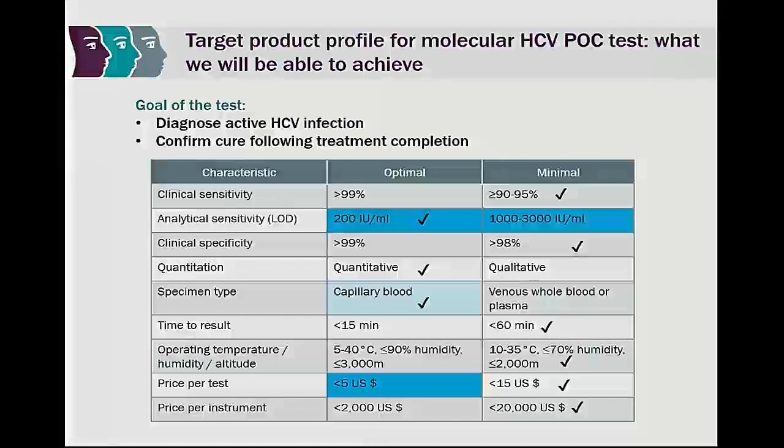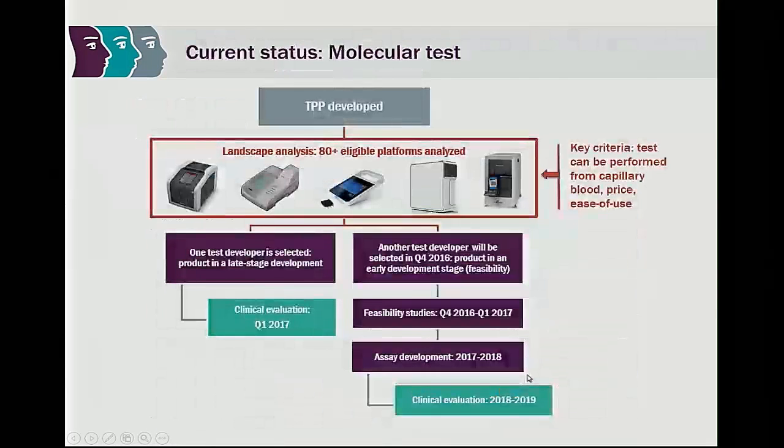So just quickly, I know I'm short of time, but just quickly, where do we stand? For a molecular test, this is what I think we will be able to achieve. This is a molecular test from capillary blood that will be able to achieve an analytical sensitivity of around 200. Problem is the price per test is hard to drive down. And there we have already identified one developer. It's an obvious choice. It's Cepheid. And there we are working to develop this capillary blood test.